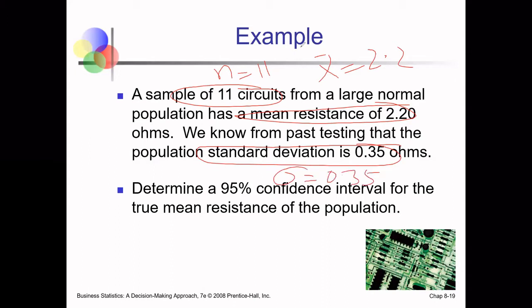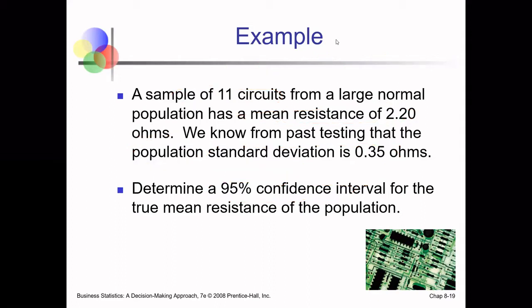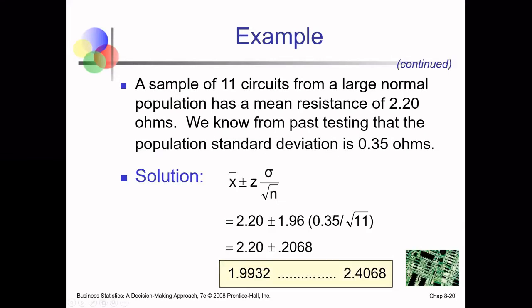Why are we using sigma? Because it is given as the population standard deviation. Otherwise we can use S, the sample standard deviation. Now we want to find the 95% confidence interval. That's easy to solve. The next step is to just put all the values in the formula. Then we get the answer: 1.992, 2.4068.